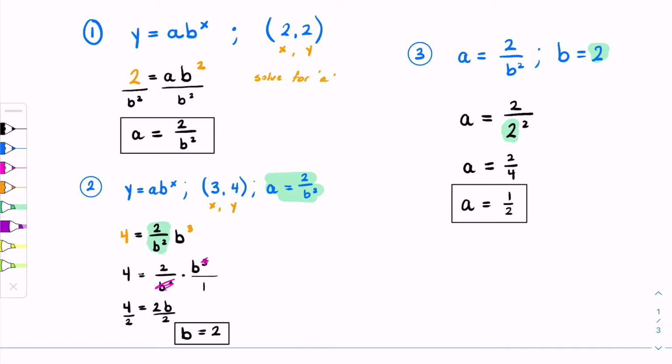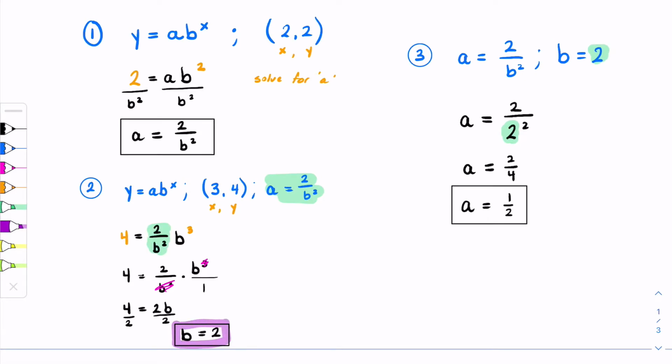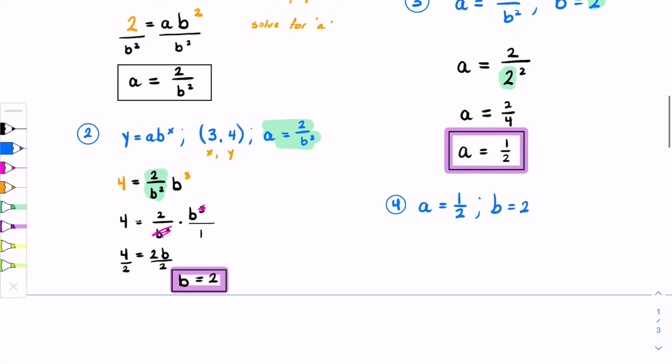For your final answer, you only want your a and b value, so you want what you found in step 2 and what you found in step 3. And you're substituting those values back into the original function. Make sure x and y are in your original function. So we have y equals 1/2 multiplied by 2 raised to the power of x.